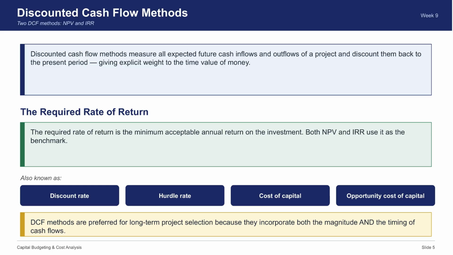Discounted cash flow methods are the gold standard for evaluating long-term projects. They discount each expected future cash inflow and outflow back to the present using the required rate of return, the minimum acceptable annual return, also called discount rate, hurdle rate, cost of capital, or opportunity cost of capital. We'll study NPV and IRR using this benchmark.